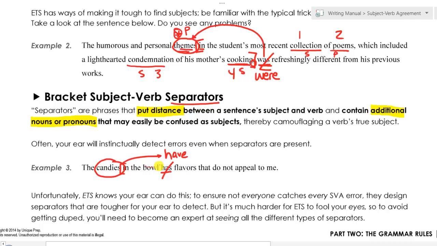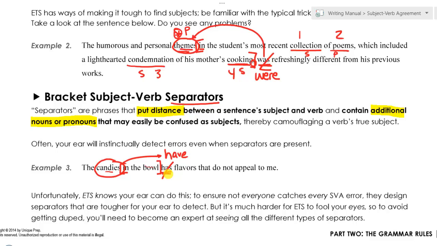This little "in the bowl," this little prepositional phrase, we'll talk more about those in one moment. This little "in the bowl" is just a separator. It's just putting a little bit of distance between candies and has. However, in this sentence, if somebody came up to you and said "the candies in the bowl has flavors," you would most likely, with your ear alone, be able to detect that error.